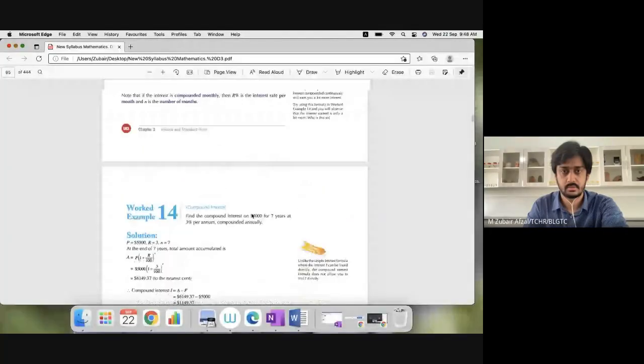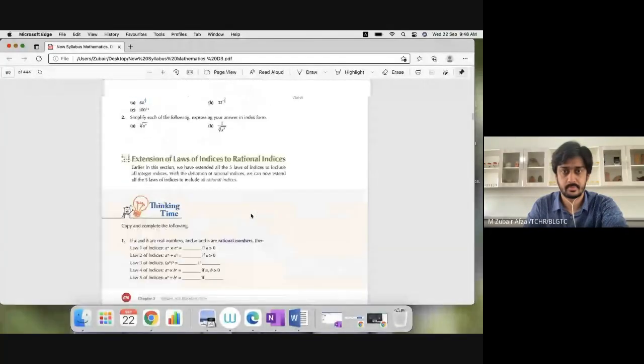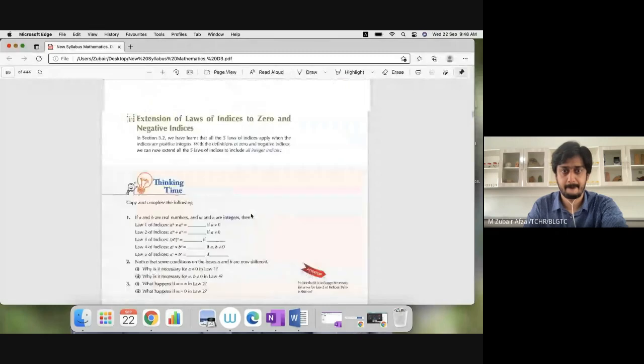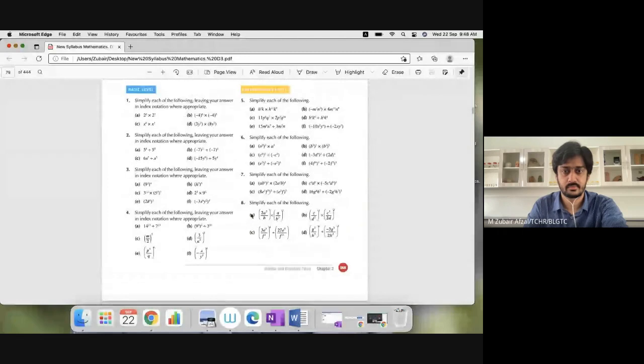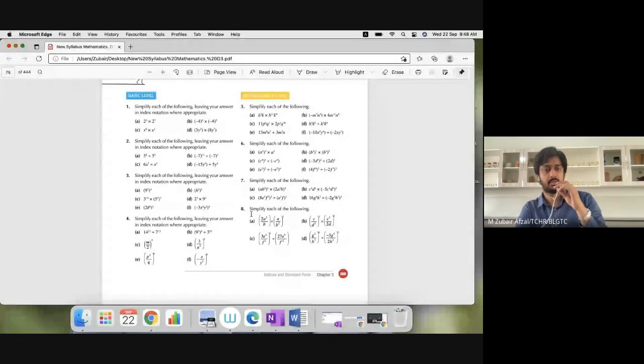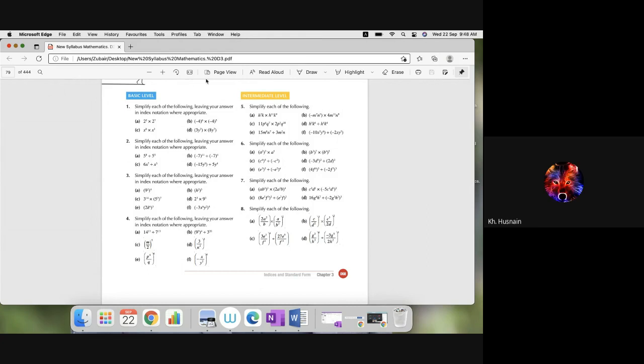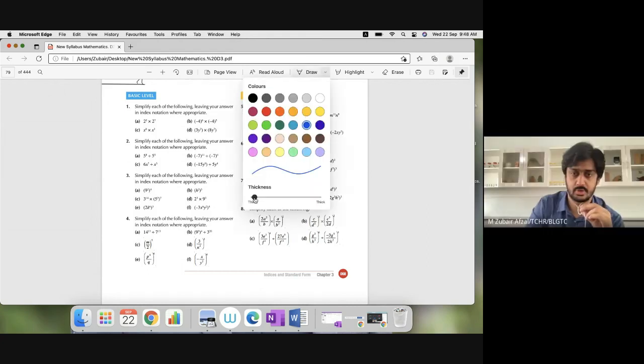Let me display the book. If you have any questions, you may ask. Any problem in this exercise? So can you please solve question number 8? Question 8, sure.